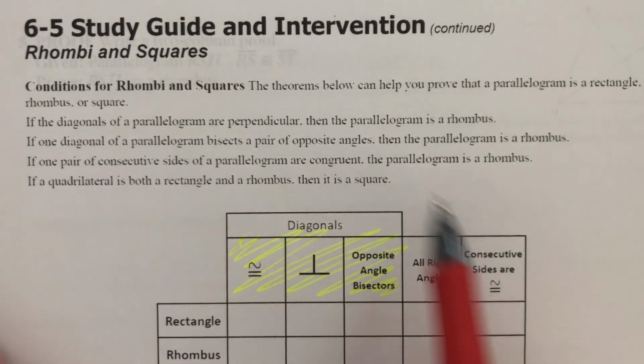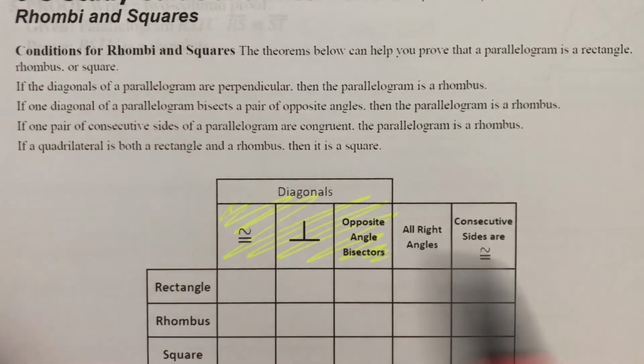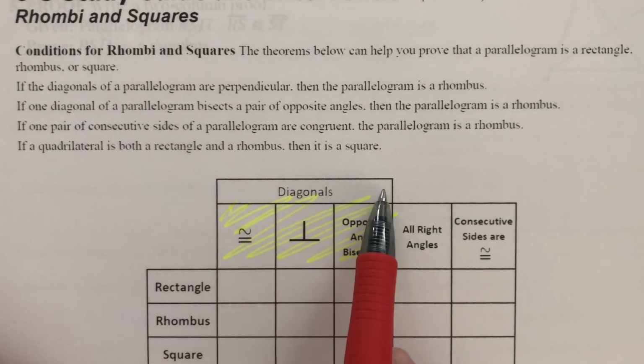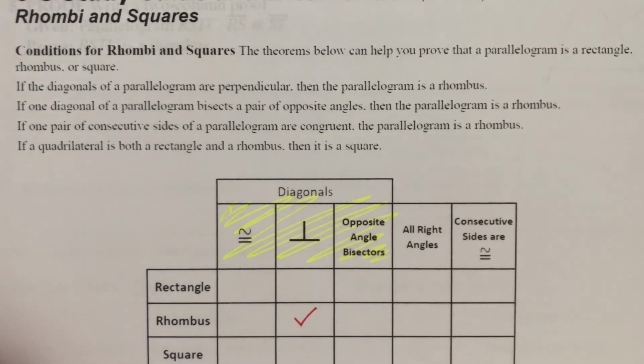So I have this little chart down here. I'm going to kind of fill it out with you. I'm going to start here and then work backwards and go back to rectangles. So if diagonals of a parallelogram are perpendicular, here's diagonals. If they are perpendicular, it is a rhombus.